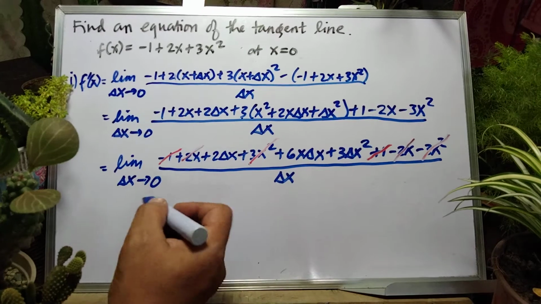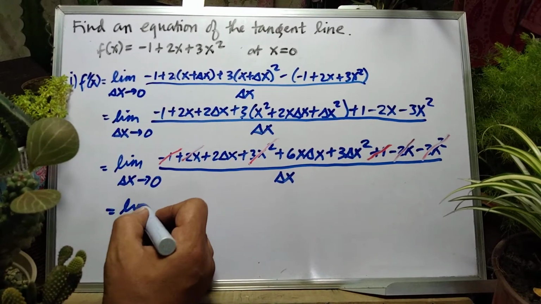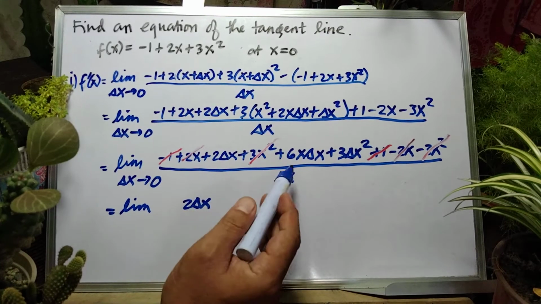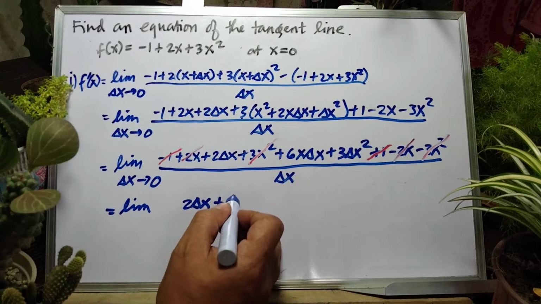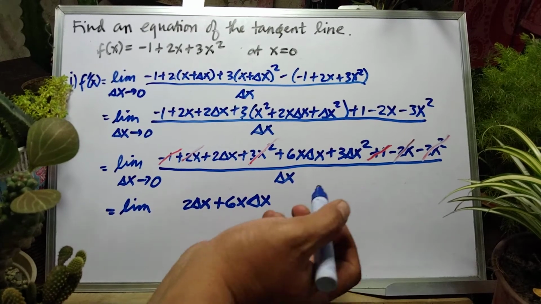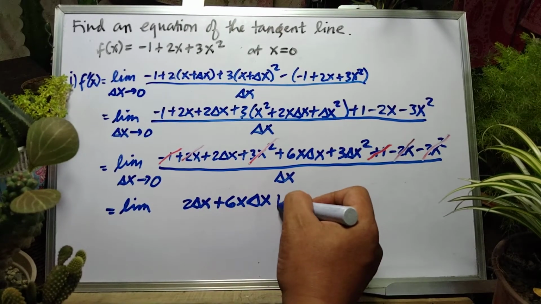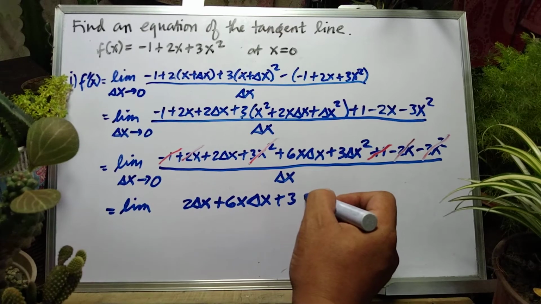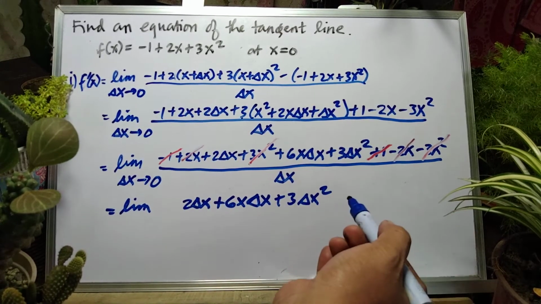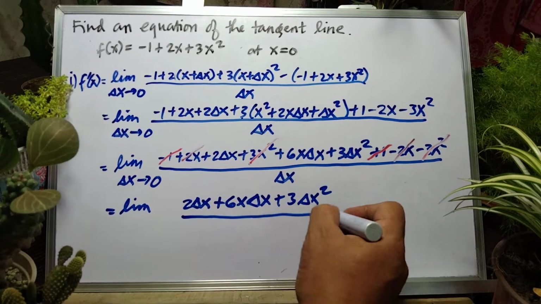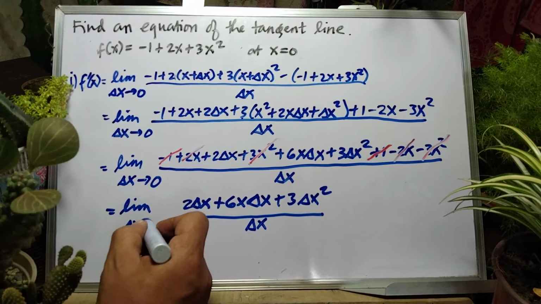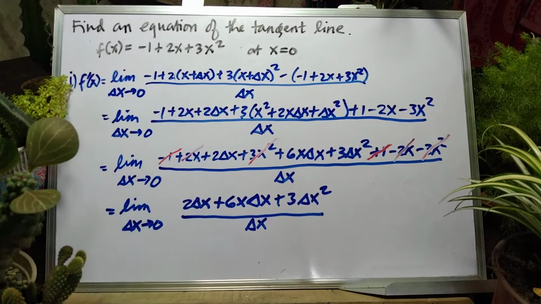So, ato isulat. You have the limit, okay, diri to 2 delta x plus 6x delta x plus 3 delta x squared all over delta x as delta x approaches 0.